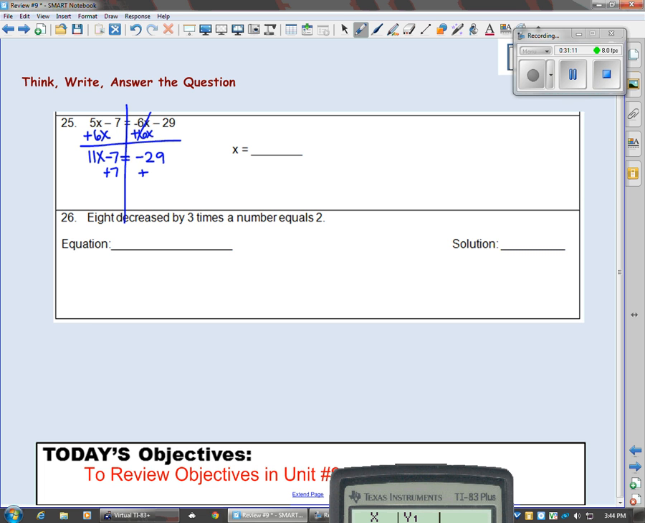Add 7 to both sides. So we have 11x equals negative 22. Divide both sides by 11, and so you get x equals negative 2.